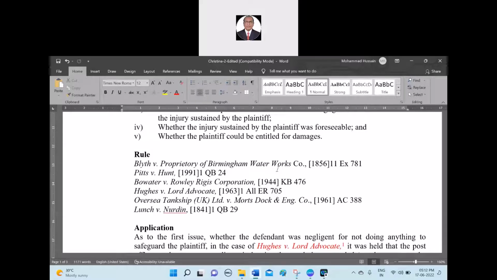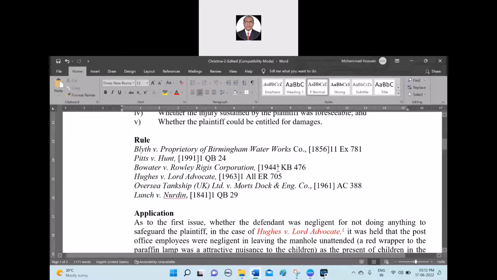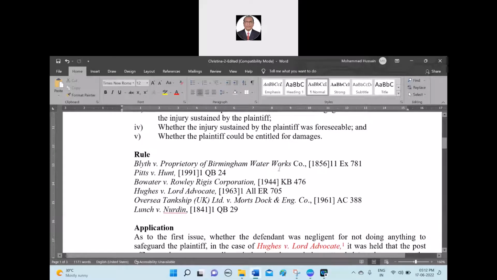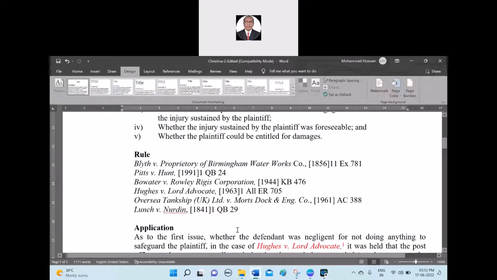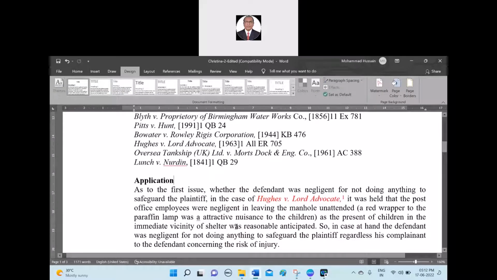Okay, come to the point. So we write all the maxims and all the sections if they are there, and all the rules and all the cases which are supporting each issue. After that, application. In application, please note the point. Take the first issue first. See, I wrote here, at the first issue, as far as the issue is concerned, yes, so and so.